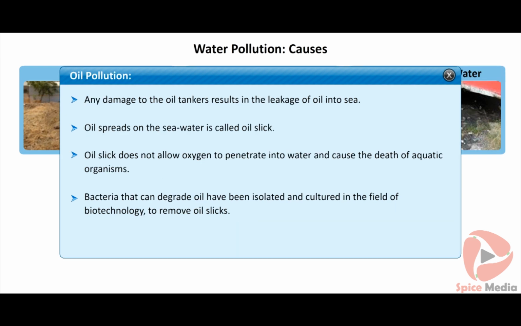Any damage to the oil tankers results in the leakage of oil into the sea. Oil spread on the seawater is called an oil slick. Oil slick does not allow oxygen to penetrate into the water and causes the death of aquatic organisms. Bacteria that can degrade oil have been isolated and cultured in the field of biotechnology to remove oil slicks.